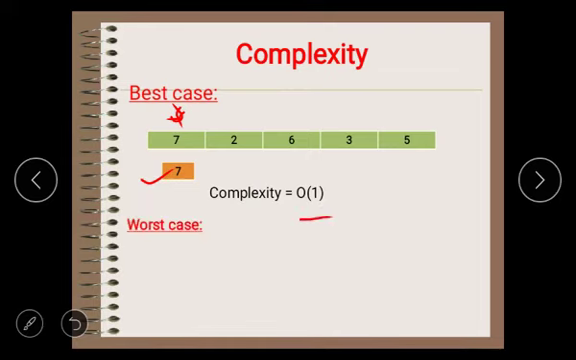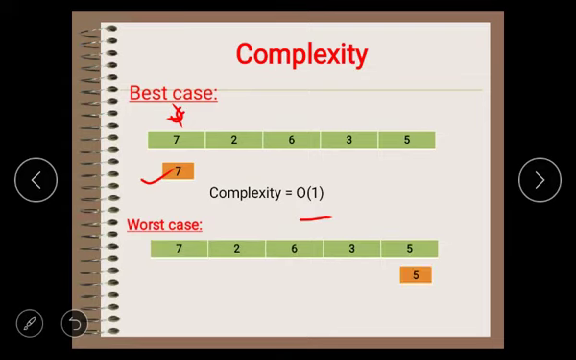The next one is worst case. If the search element is found at the last location of the array. See here, I want to search the element 5. You can find this 5 at the last position of the array. Then the worst case time complexity is order of n, where n is equal to number of elements.